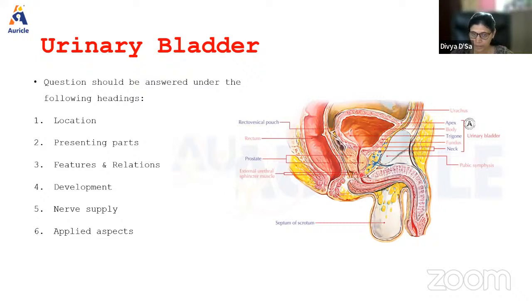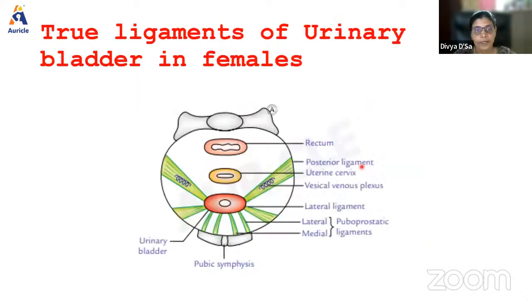Why we call that the physiological neck is because the detrusor muscle, which is present in the bladder, extends up to that. In the female, it extends the entire length of the urethra, and in males, it extends up to the prostatic urethra. Because of that, we call them the physiological neck.